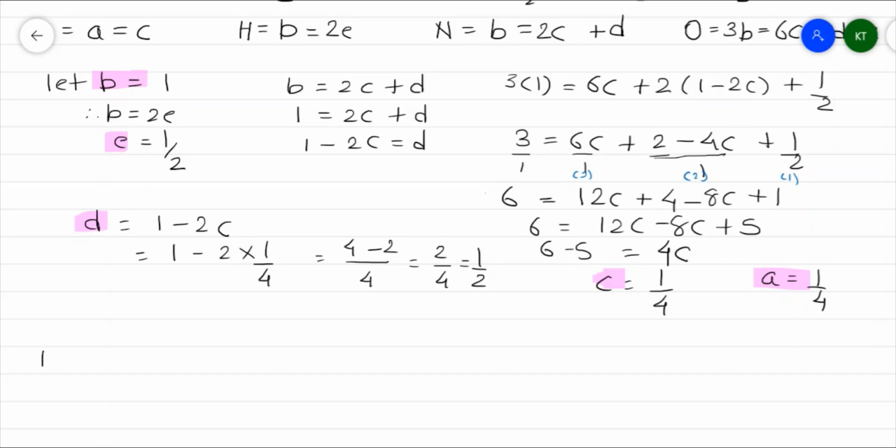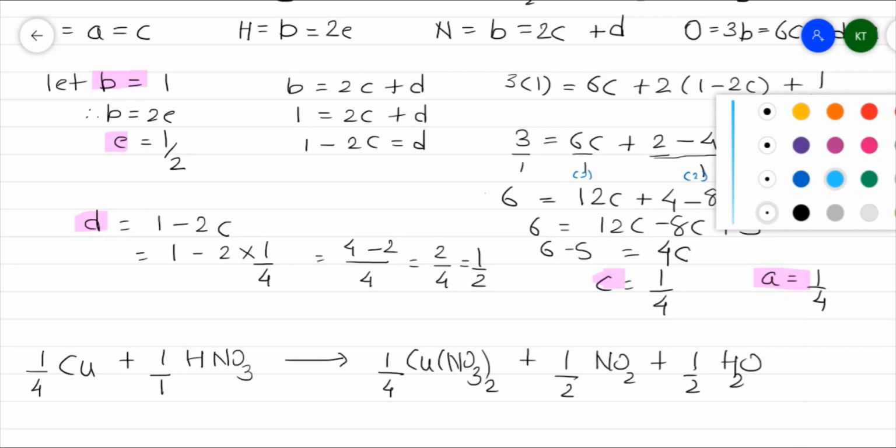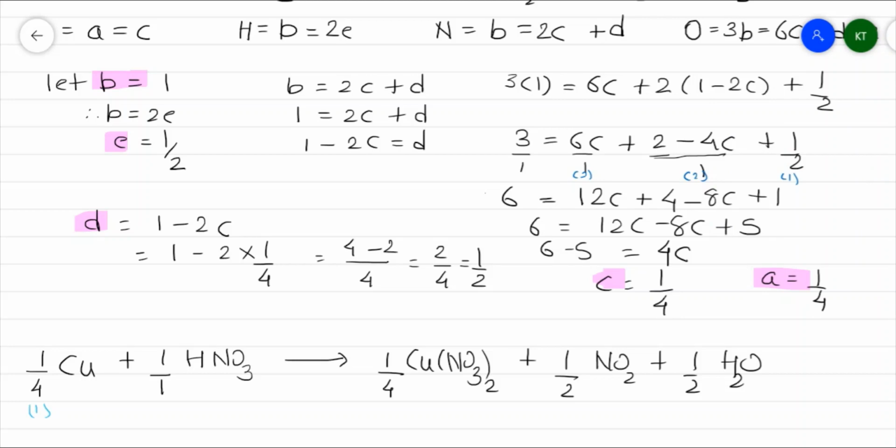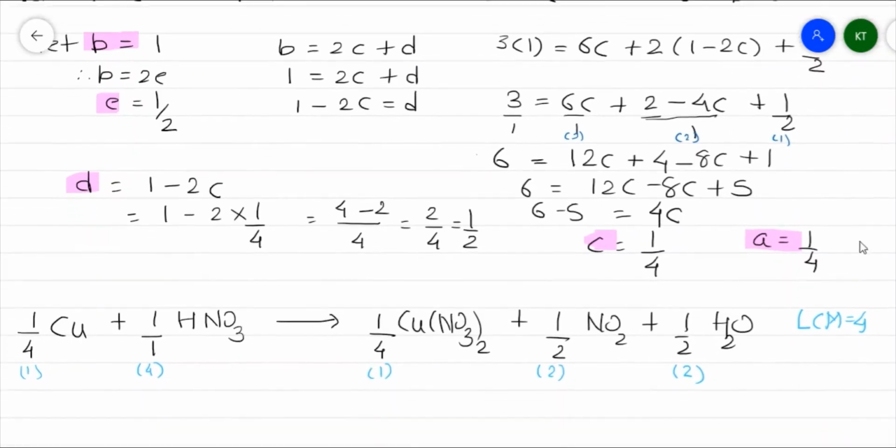A is equal to 1 upon 4, so 1 upon 4 Cu plus B value I assume as 1, so 1 upon 1 HNO3. That gives me once again C HNO3, so I'll get here 1 upon 4 Cu(NO3)2, plus 1 upon 2 NO2 plus 1 upon 2 H2O. Now if you carefully look, the common LCM which comes is 4. So this I multiply by 1, this I multiply by 4, this I multiply by 1, this I multiply by 2, this I multiply by 2, because LCM here is 4. Now let me move further.